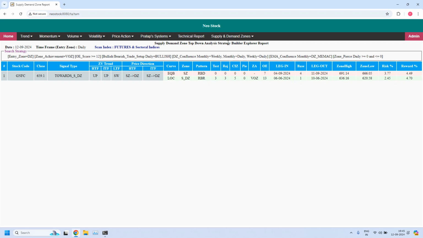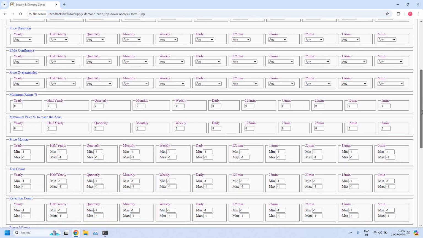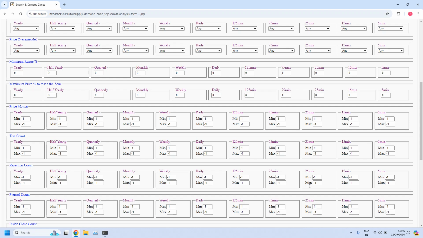Okay, next let us look for bearish trade setup for monthly income trade. So entry time frame is daily, and the entry zone should be a supply zone. In bullish or bearish trade setup at entry time frame daily, I am selecting bearish. The daily supply zone should not be pierced. So in the pierced count in daily time frame, I am setting minimum value 0, maximum value 0.